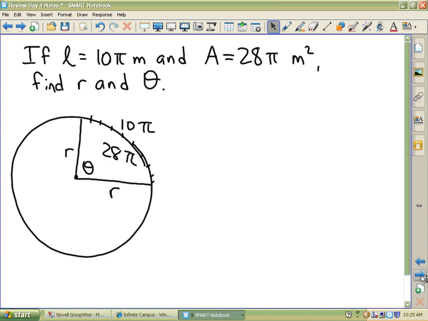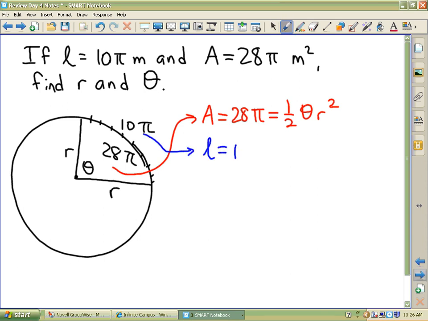Two schools of thought. One says guess and check for 3 days, and the other says use the formulas. So, use the force. Area of the sector is 28 pi. The formula for area is 1/2 theta r squared. The other formula comes off the arc length, and that's theta r.